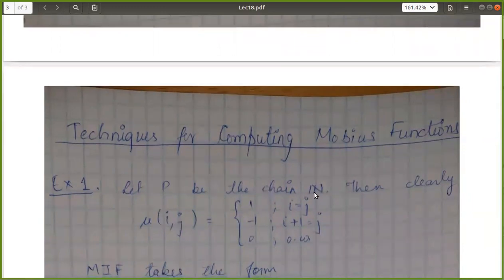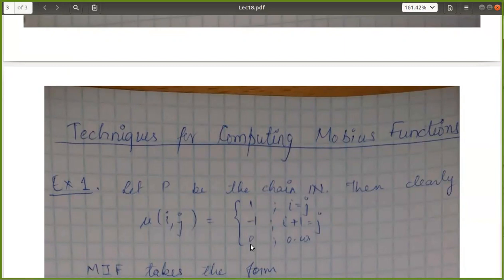But see this. If P is the chain N, then mu of i,j, remember mu of i,j was 1 when i was equal to j, and it was negative of the summation of mu of i,u, where u was strictly less than j. So for all other values, again it would vanish, and the only one where it survives really is the value when it is just one level up. So when j is i plus 1, you are actually computing mu of i, i plus 1. So that becomes minus 1, and otherwise everywhere it is 0.